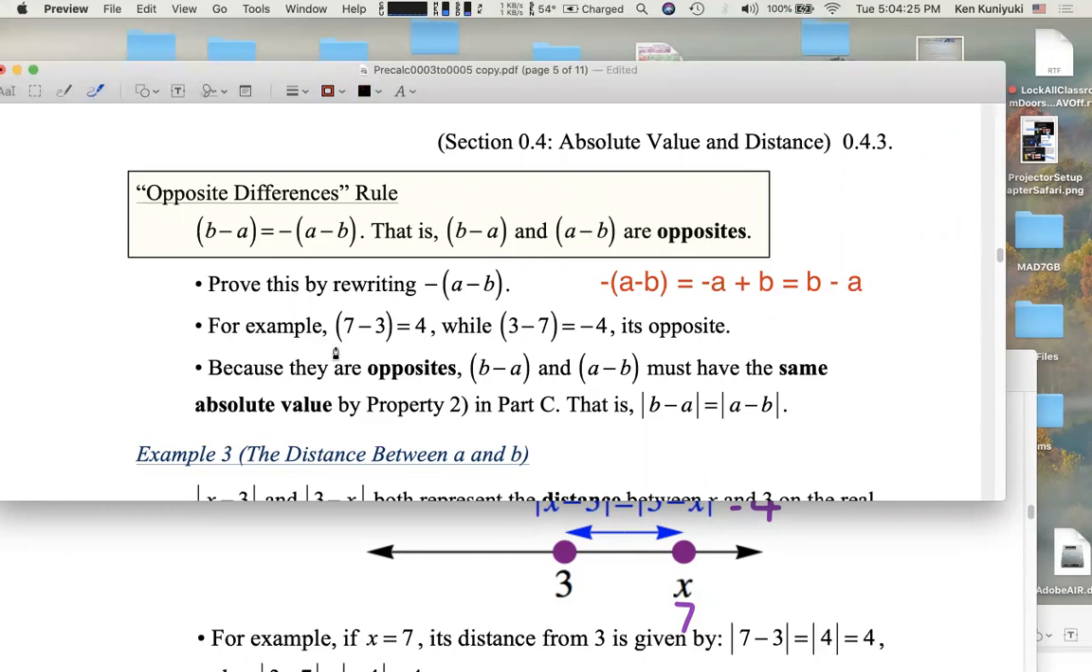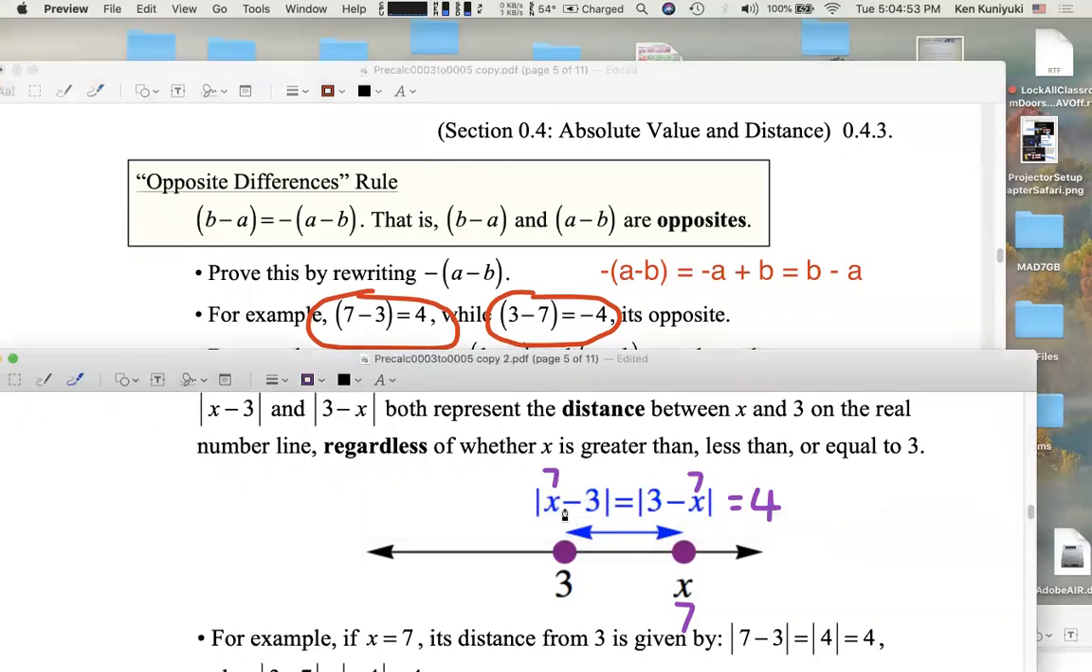So for example, 7 minus 3 is positive 4, but what's 3 minus 7? It's -4, the opposite. 7 minus 3 and 3 minus 7 yield opposite values. In general, b minus a and a minus b yield opposite values, and therefore they have the same absolute values. The absolute value of b minus a is equal to the absolute value of a minus b. So it didn't matter which order you wrote the 3 and the x in, around the minus sign, if you have absolute value on the outside.